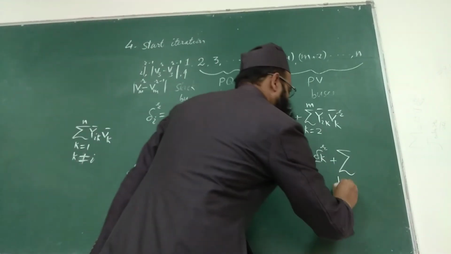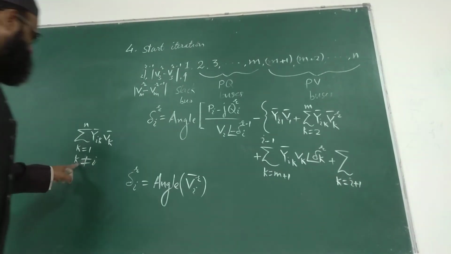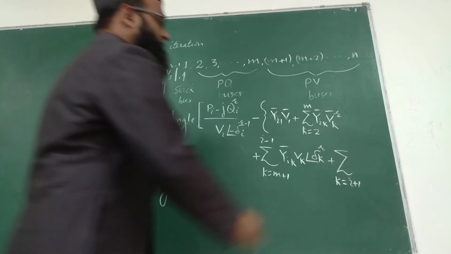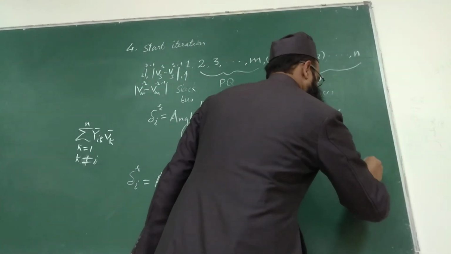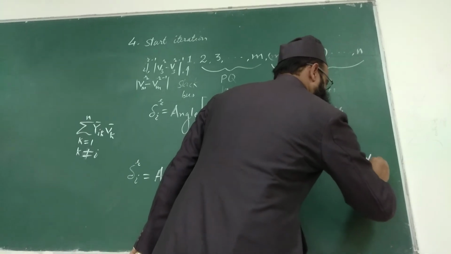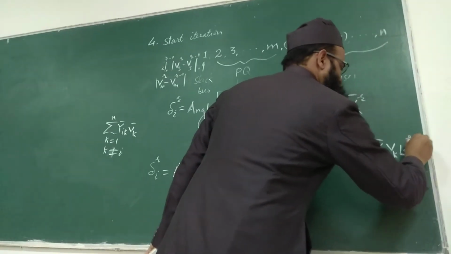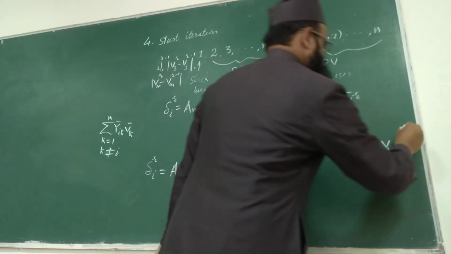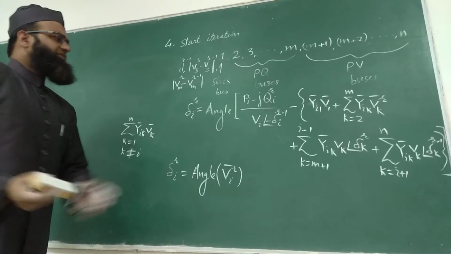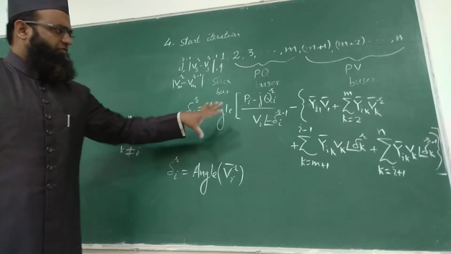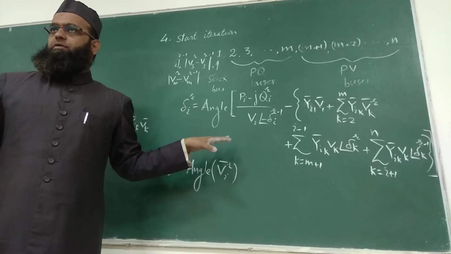So the remaining K is equal to I plus 1. I is not here, right? K is not equal to I. So I plus 1 to the last nth bus. What will it be? YIK VK delta K R minus. Very good. And put these two brackets. Just check its sign and other things. I think everything is fine, right? Any doubt till now? No doubt.